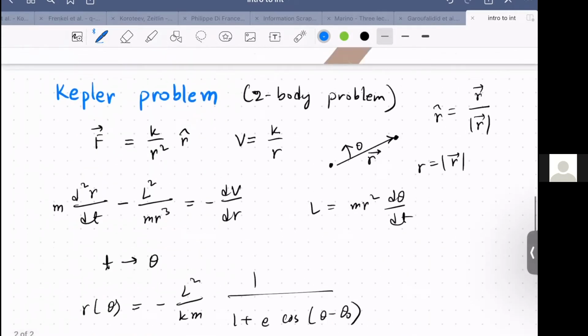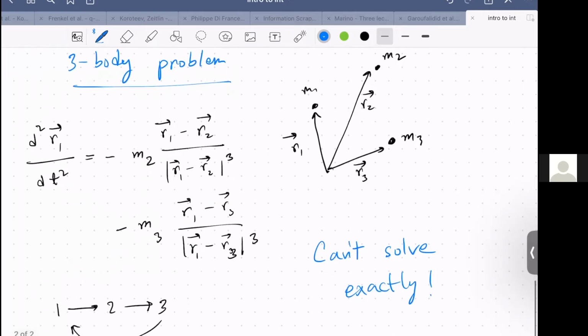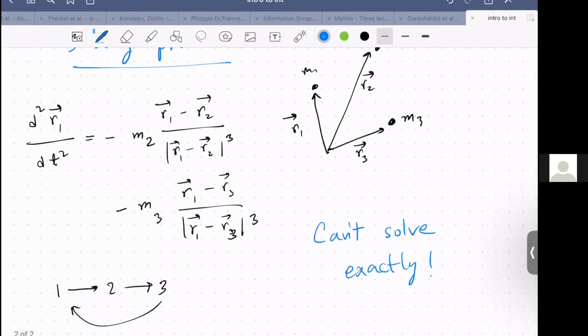So the two-body problem is an integrable system. The three-body problem is not. Now, this is kind of a motivation for what we mean by integrability.